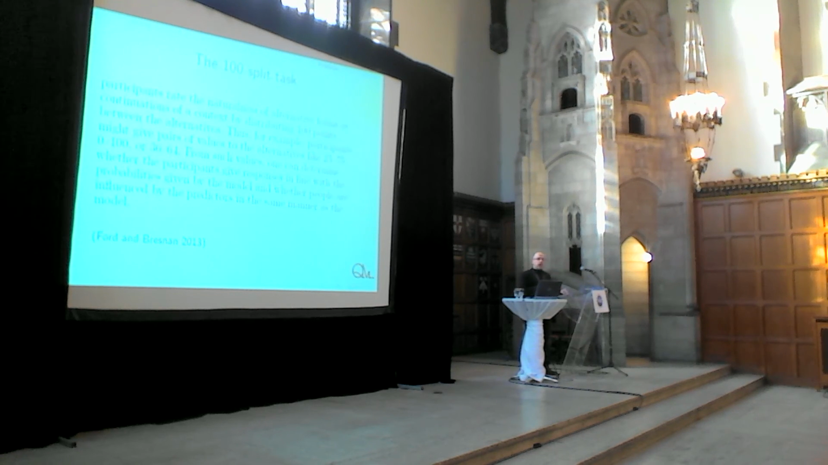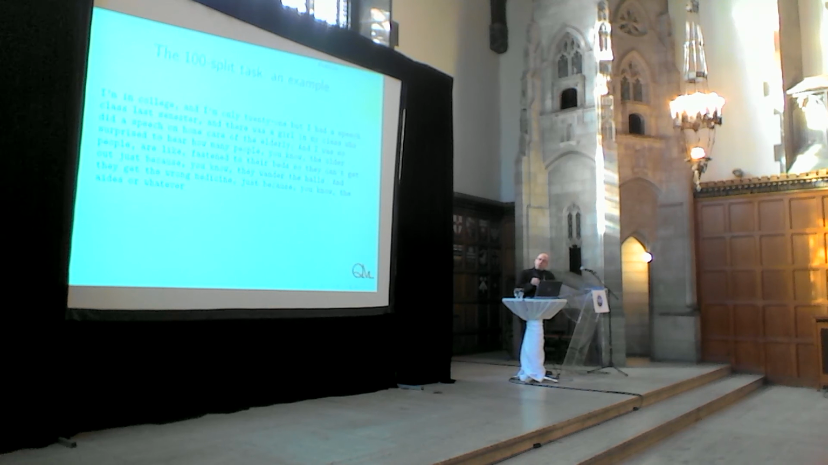And you can show this in experiments such as the 100 split task, in which participants rate the naturalness of alternative forms as continuations of a context by distributing 100 points between the alternatives. Thus, for example, participants might give pairs of values to the alternatives like 25 to 75, 0 to 100, and so on and so forth. And from such values, one can determine whether the participants give responses in line with the probabilities given by the model, because that's basically what regression models do, right? They predict probabilities. They associate probabilities with particular syntactic variants given particular syntactic contexts.